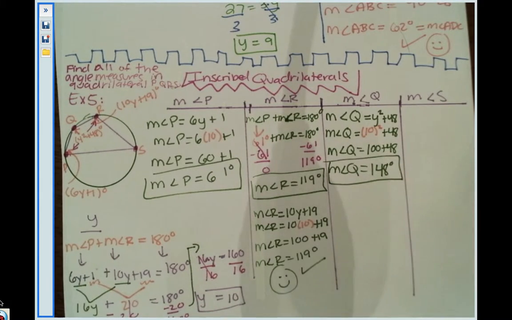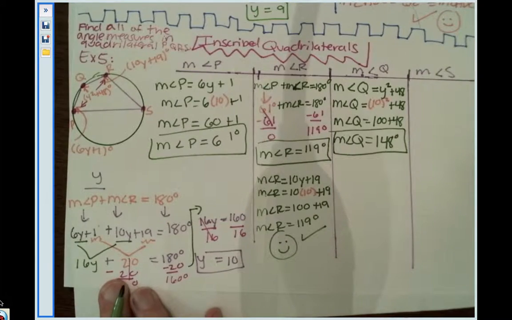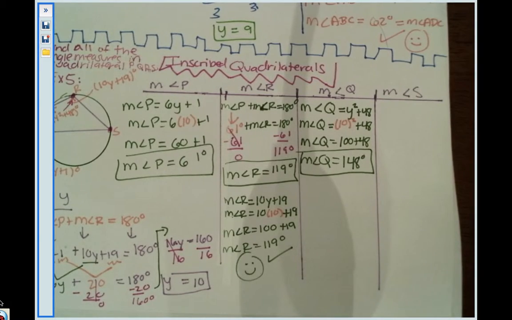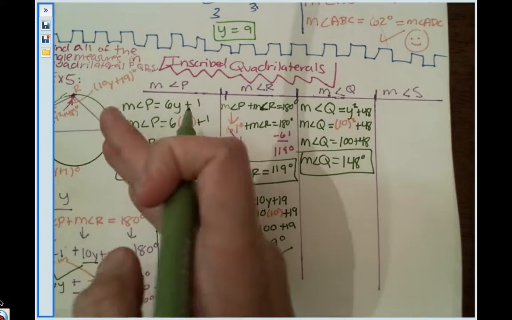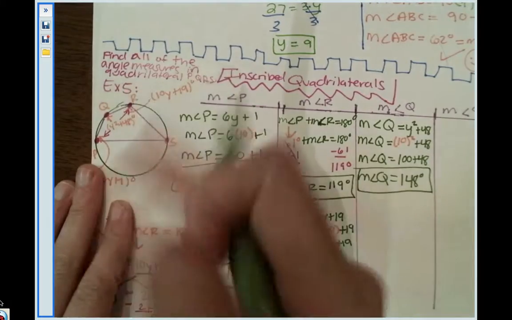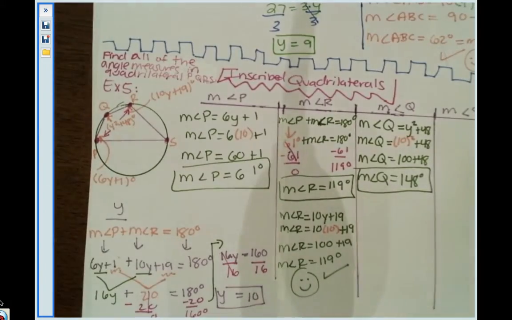We got one more. Now, the measure of angle S, it doesn't have a y. Oh, no. All of our angles have had a y in it, but now we don't have a y in our angle. So what are we going to do to find the measure of angle S? Is there another angle in our quadrilateral that just might help us find the measure of angle S?